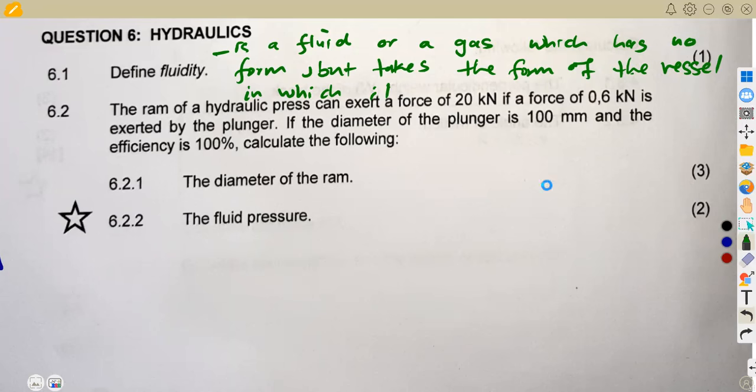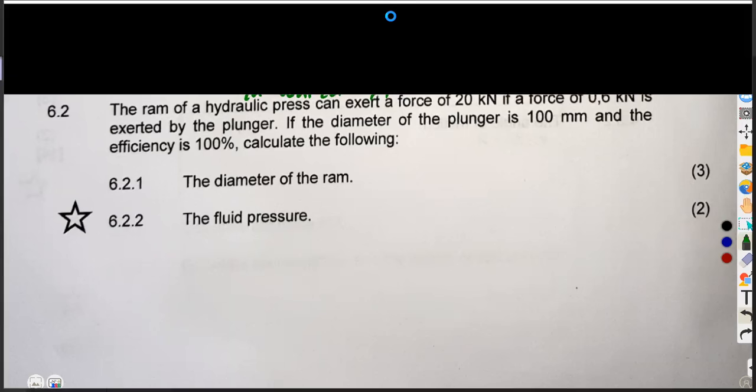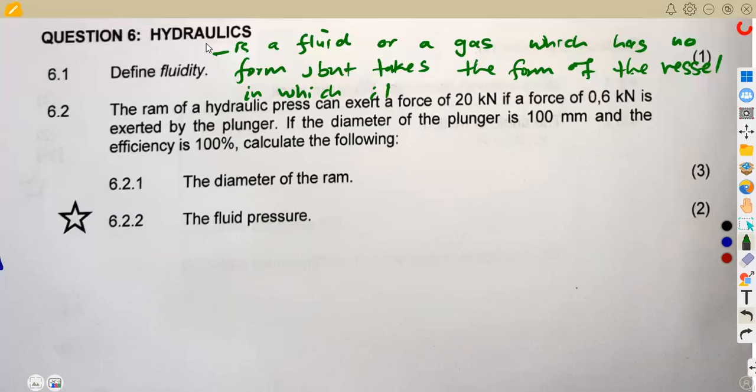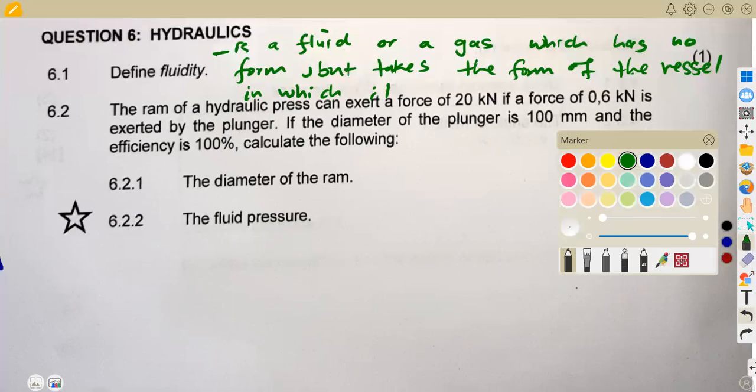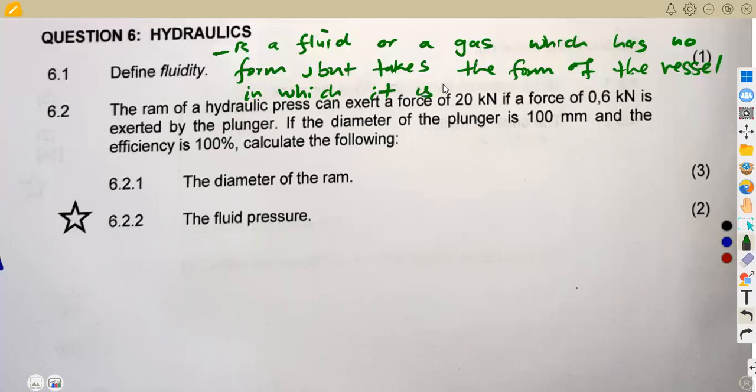Sorry for that. Let me just remove one or two of these parts here so that it cannot affect our part here. In which it is captured, just like that. Or you can just have it as a container, something like that.